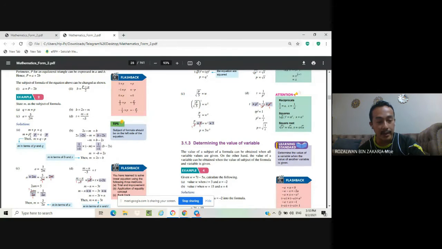If on your left side you minus P, on your right side you also need to minus P. So M plus P minus P will become M equal to Q minus P. That's why we get M equal to Q minus P. So M here is the subject of this formula, or we can read it as M in terms of P and Q.